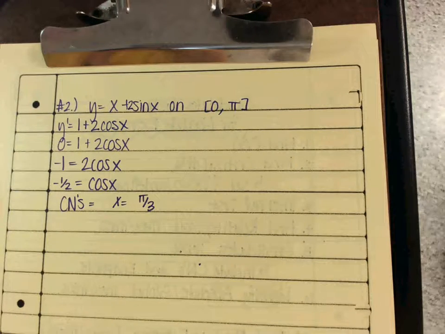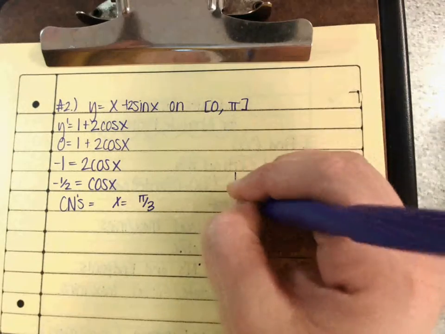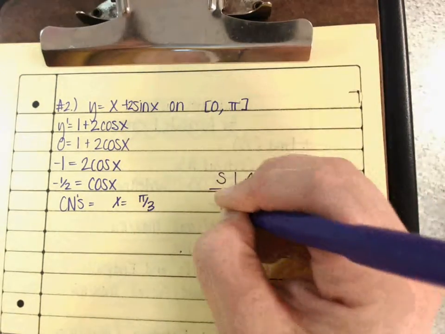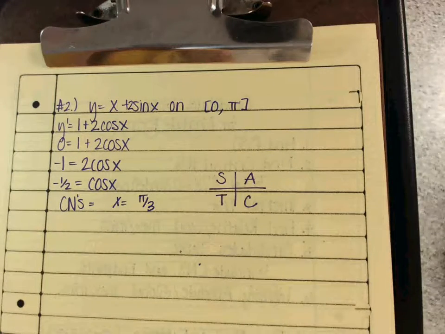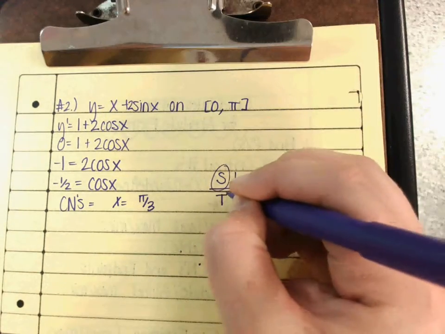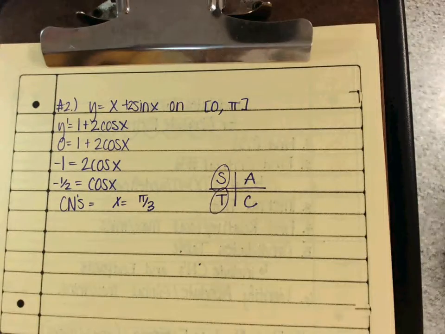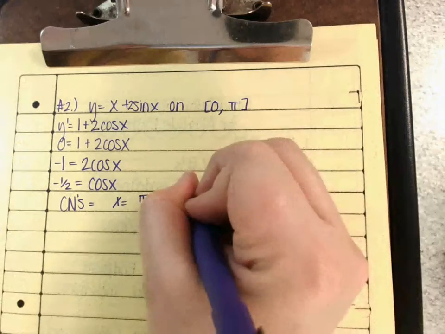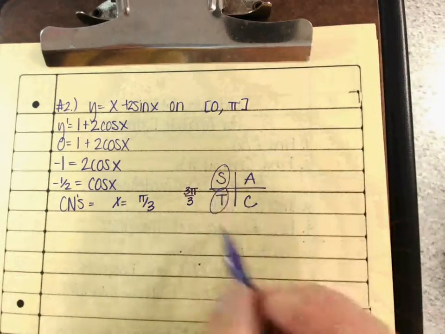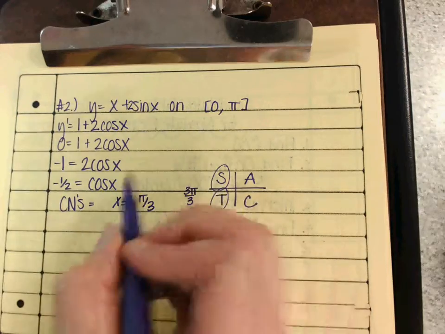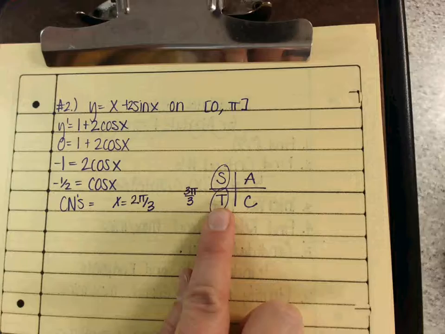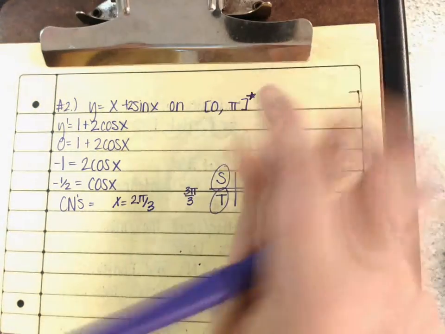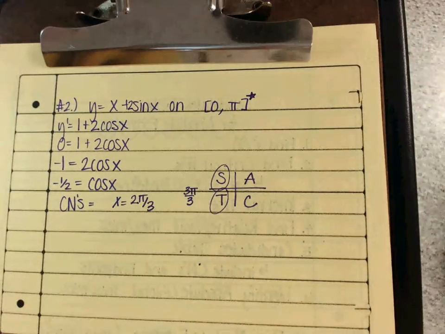So now I got to think about my quadrant. So let's draw a little picture here. All students take calculus, and I want negative a half for cosine. What quadrants is cosine negative in? Sine and tangent. Quadrants 2 and 3. Very good. So if this is 3 pi thirds, what would my angle be here? 2 pi thirds. And now here would be 4 pi thirds, but is that on my interval? So I only end up with 1.